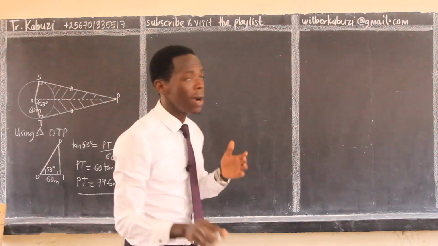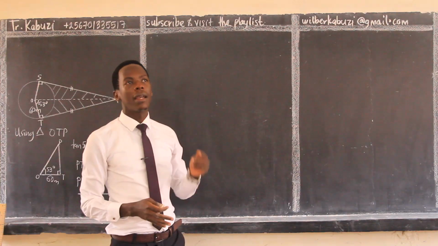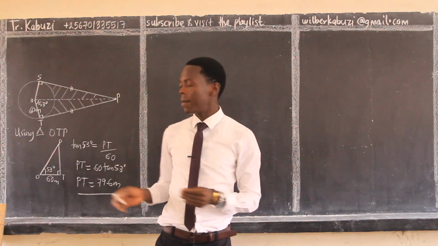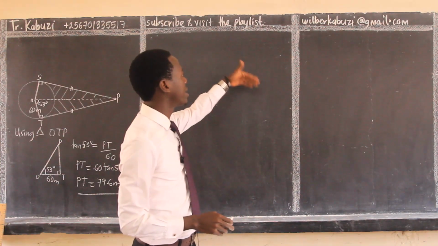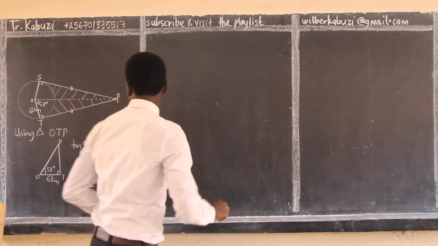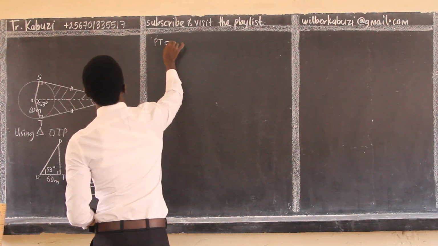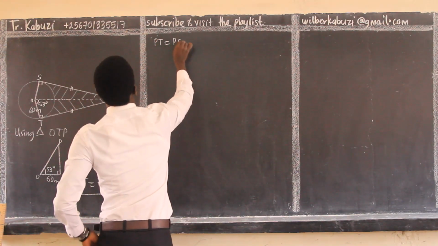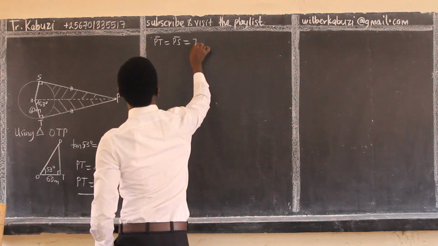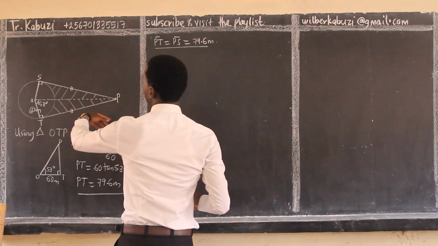By the way, if you want to know more about circle properties, visit the playlist, where you will find how we handle each property. There are many properties, but we are not going to use all of them here. Scroll down and you'll see circles. Remember the length of PT is equal to PS, by the tangent property, which will also be 79.6 meters. So we have the length of the two roads.